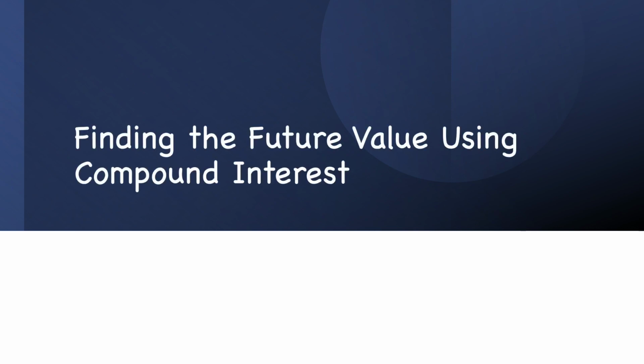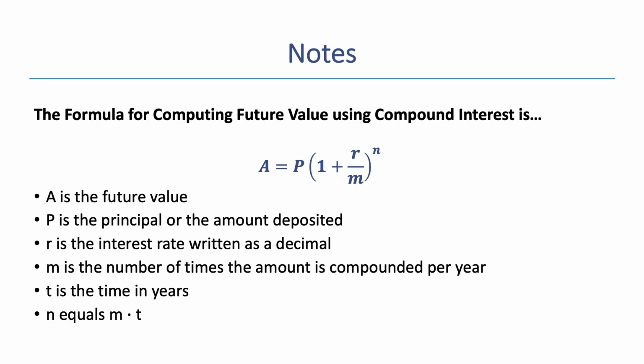Finding the future value using compound interest. The formula for computing future value using compound interest is A equals P times (1 plus R over M) raised to the nth power. Notice that the only expression raised to the nth power is the 1 plus R over M portion of the formula.